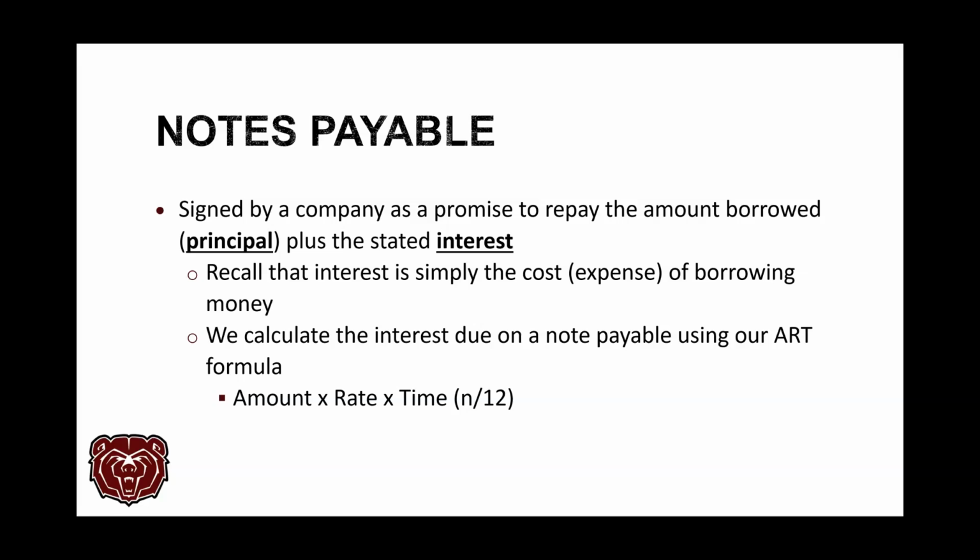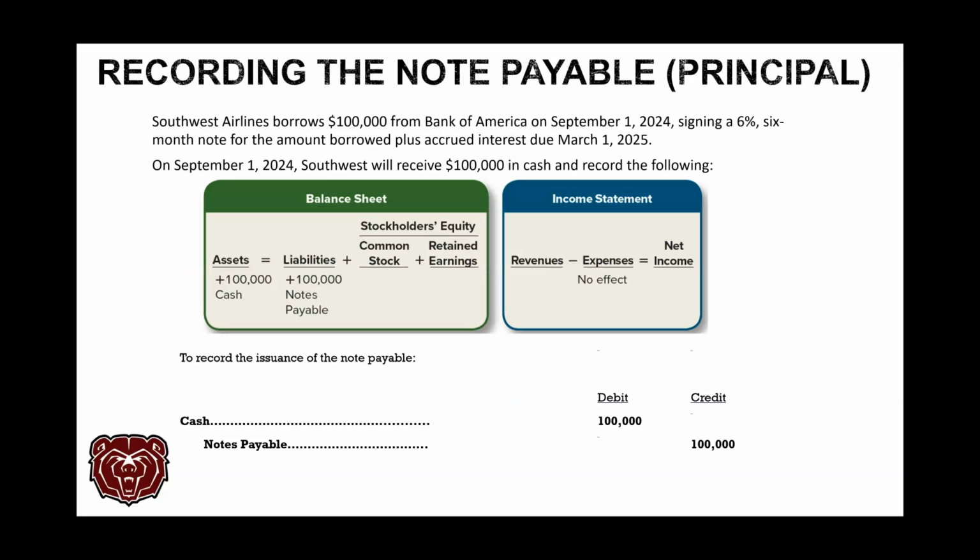Again, just a reminder, this is something that we've done since like chapter 3, chapter 4. We're going to use our ART formula, what I call the ART formula, your amount times your rate times your time. You may also see this presented as principal times rate times time. It's the same thing, okay? Now remember, typically speaking, and we'll see an example of something a little different later on in this chapter, but typically speaking, our time is going to be presented as a fraction of n over 12, where n is equal to the number of months that you have had the note outstanding in the year.